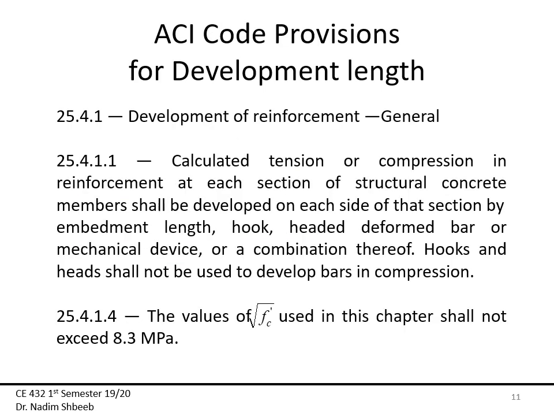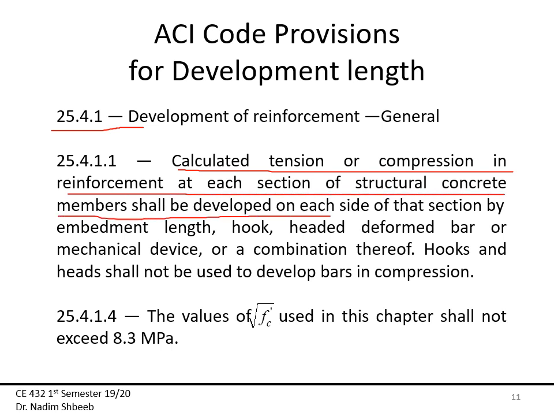So now this leads me to the provisions of the code. Like I said, most of what's presented in the code is based on statistical data. This probably, with more research into this area, is going to change, and it did for some of it. I will mention what types of changes we had in this new code. The section that deals with development lengths in the code is section 25.4. It starts with the statement that the calculated tension or compression in reinforcement at each section of structural concrete members shall be developed on each side of that section by embedment length. And this is what we are going to talk about the most.